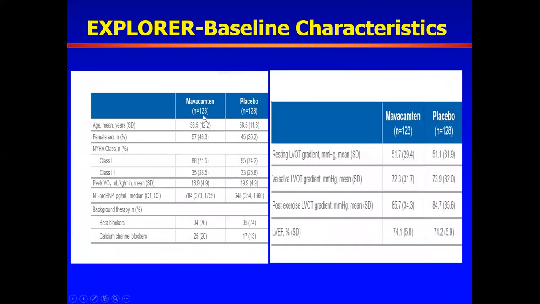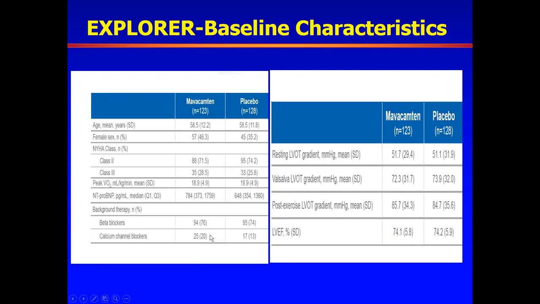At baseline, the two groups, the mavacamten and the placebo groups, were comparable in everything. This was mostly an NYHA class 2 population. Peak oxygen consumption, very similar, though I would say higher than the usual patients we end up referring for myectomy or ablation. Pretty high NT-proBNP levels in some cases. And all of them were on beta blockers or calcium channel blockers.